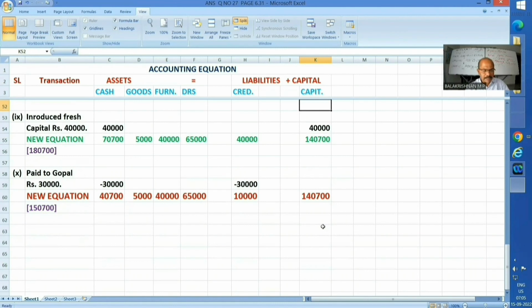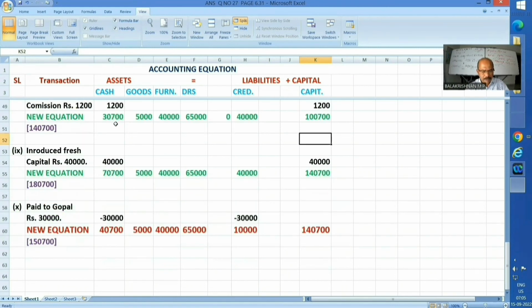Now let us take up the ninth one. Introduce fresh capital rupees 40,000. It's very simple. Cash has come to the organization. Cash 30,700 has become 70,700 and capital has gone up. Cash has gone up, capital also has gone up. And the sum of the total assets is 1,80,700. That is exactly equivalent to liabilities plus capital, 40,000 plus 1,40,700. Our equation has been again taken care of. What is the basic accounting equation? Assets are equivalent to liabilities plus capital.